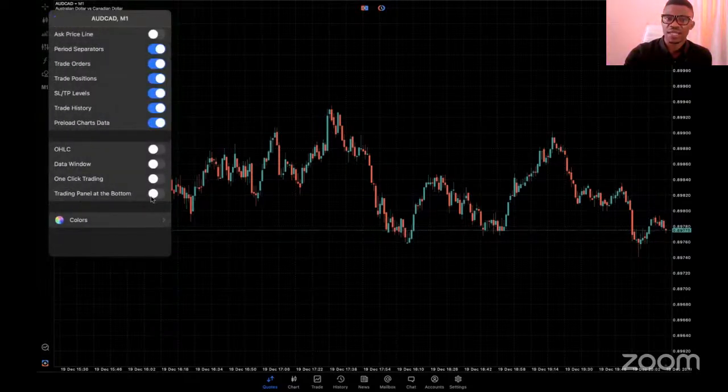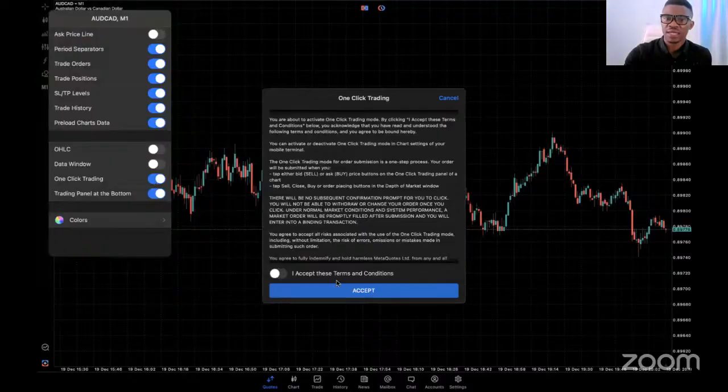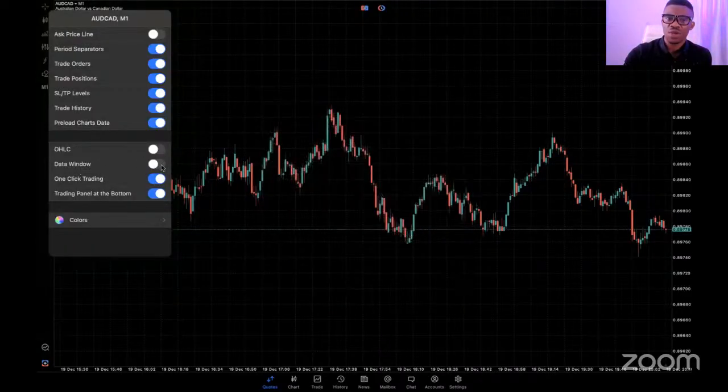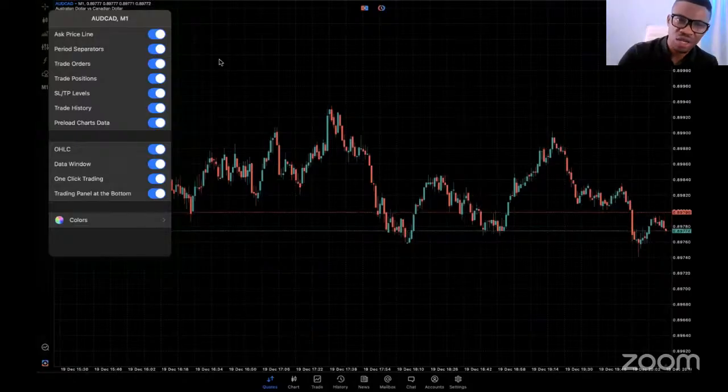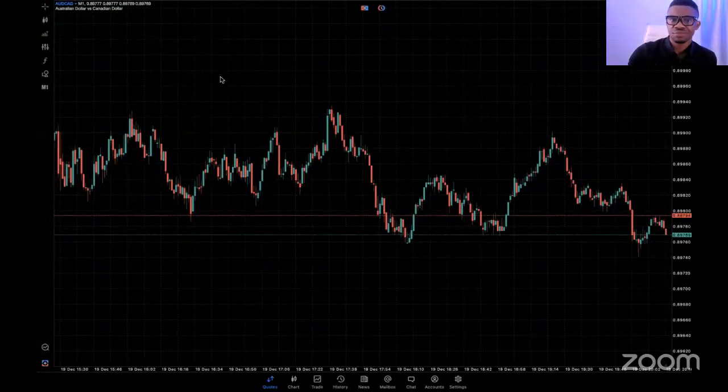Trading panel at the bottom. Add it. One-click trading. Add it. Accept. Accept. Data window. Is it important? OHLC. Is it important? Let's just add them. Ask price line. Add it, so we can easily see the spread. So I enable everything.